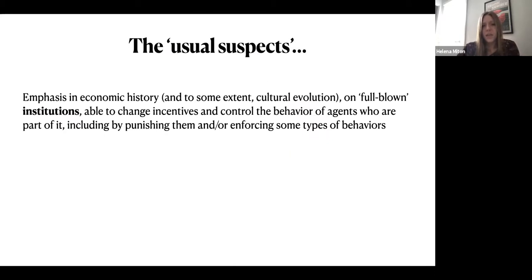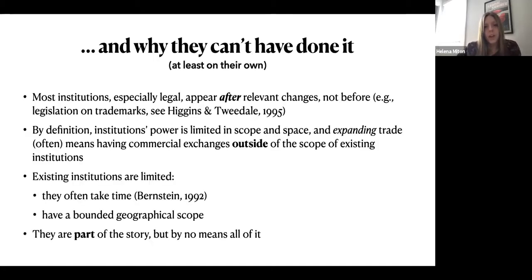Economic history, and I think to some extent cultural evolution too, have the usual suspects and an emphasis on how institutions played a role in solving this problem, because they're able to change the incentives and control the behavior of agents who are part of them, including by punishing them or enforcing some types of behaviors. But I think the role of those full-blown institutions, a really specific subset of institutions, tends to be maybe a bit overblown. And there are a few reasons for that.